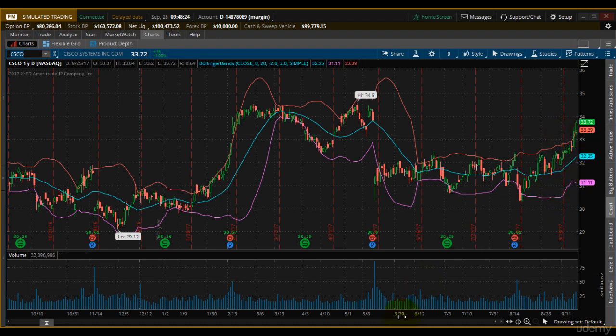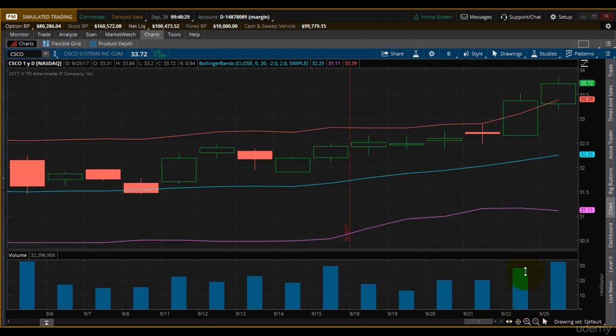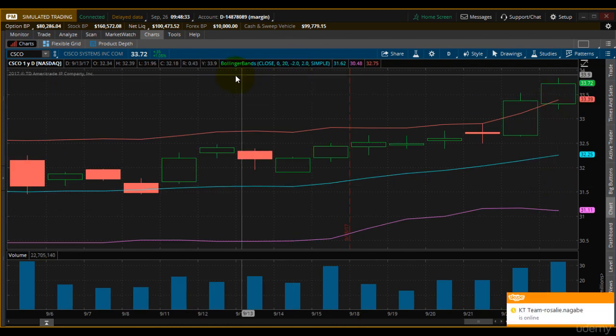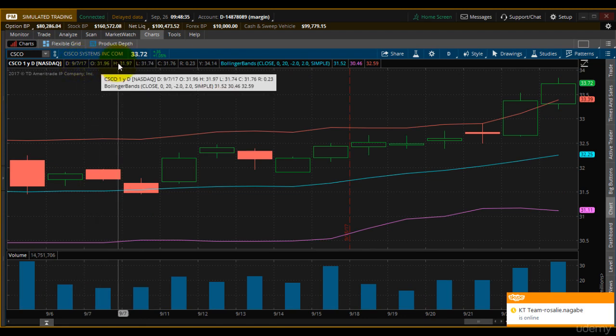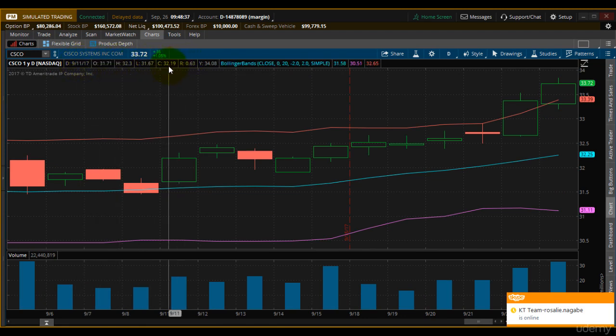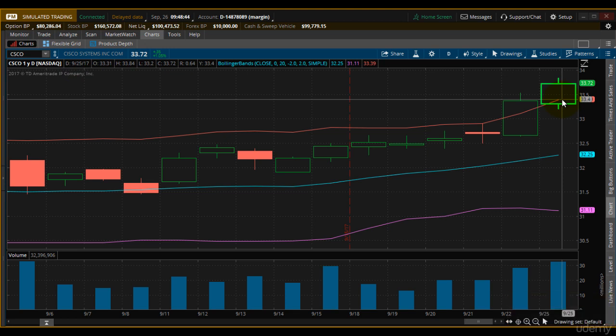And as you can see, the first day has proven to be our day. This is the O for open, H for high, L for low, C for close. And this is the first day. It opened at 33.31, hit the high at 33.84, hit the low at 33.20, and closed at 33.72.